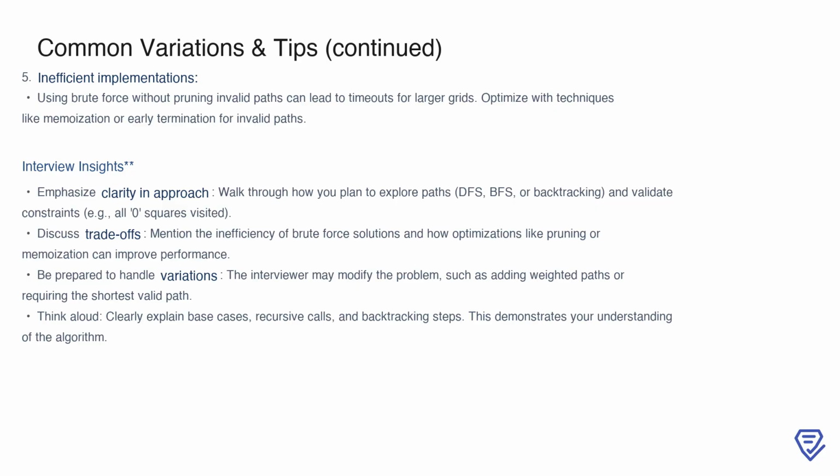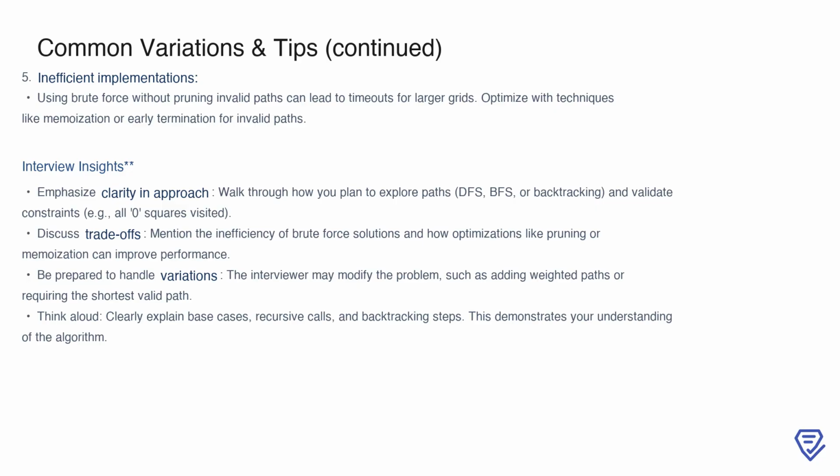In interviews, clarity in your approach is essential. Clearly explain how you plan to explore paths, whether using DFS, BFS, or backtracking, and demonstrate how you validate constraints like visiting all zero squares. It's also important to discuss trade-offs. For instance, while brute force might be simple to implement, it's inefficient, and techniques like pruning or memoization can significantly improve performance.